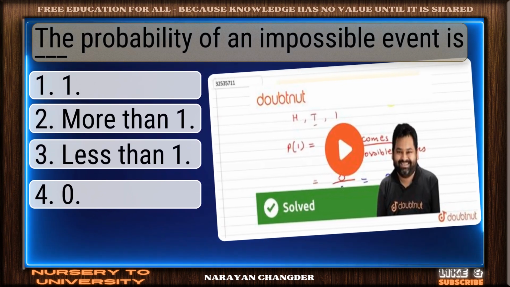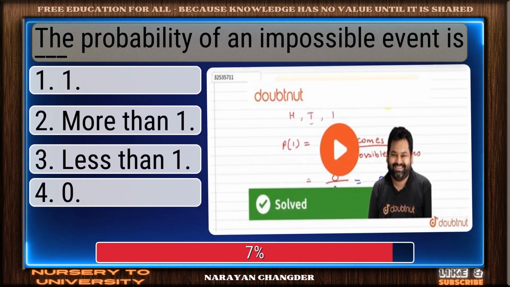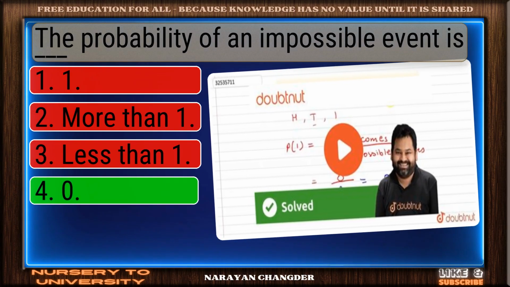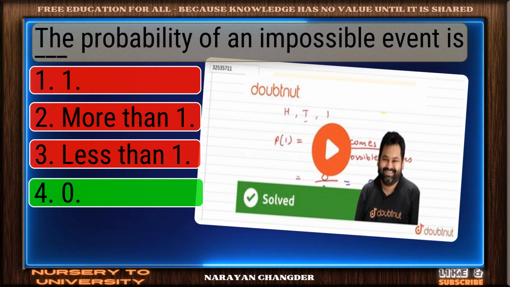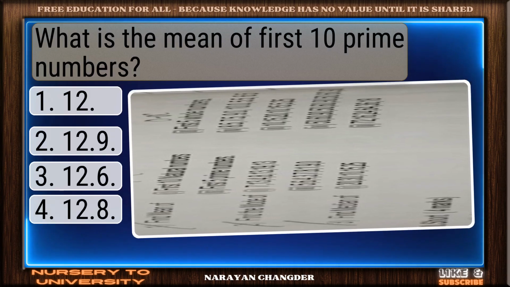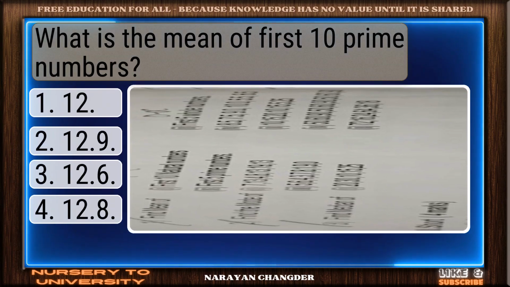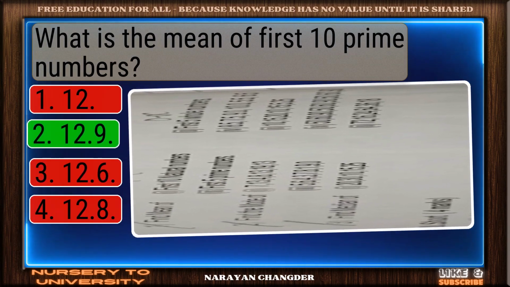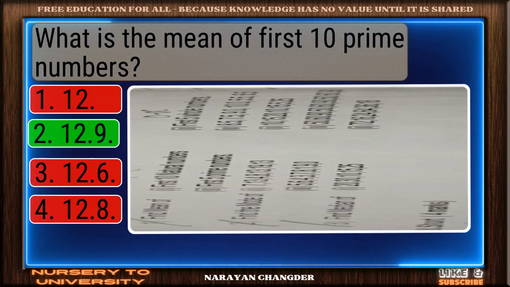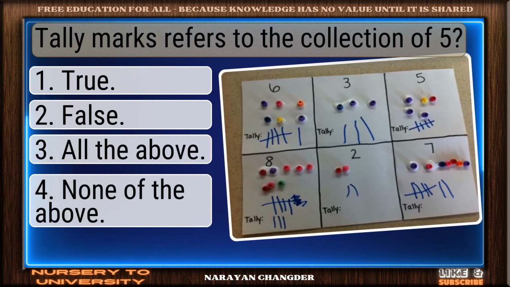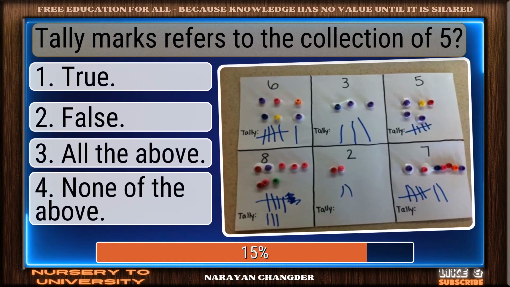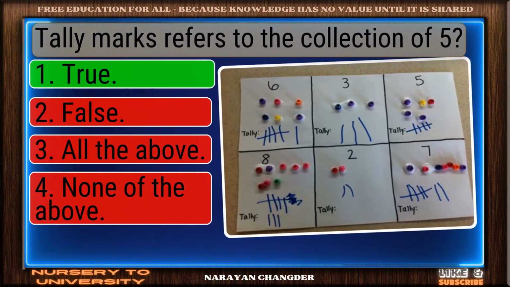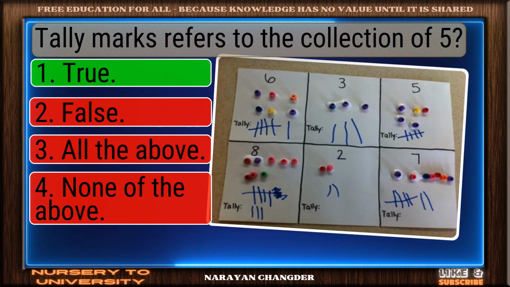The probability of an impossible event is dash. Exactly. 0 makes sense and it is the right choice. What is the mean of the first 10 prime numbers? Solid response. 12/9 is a valid choice. Tally marks refers to the collection of 5. Nice work. You chose true and it is correct.